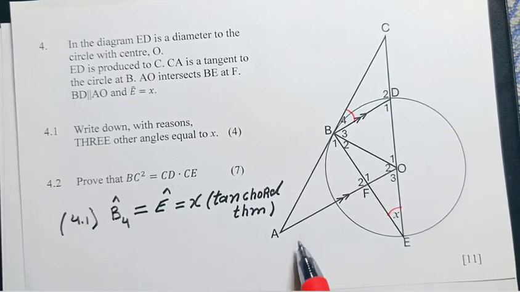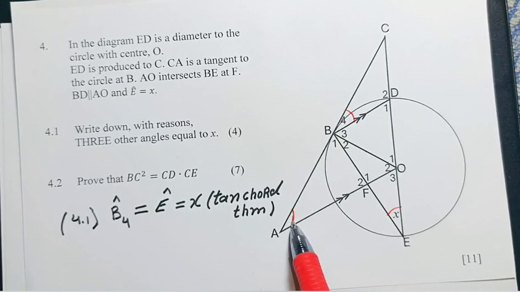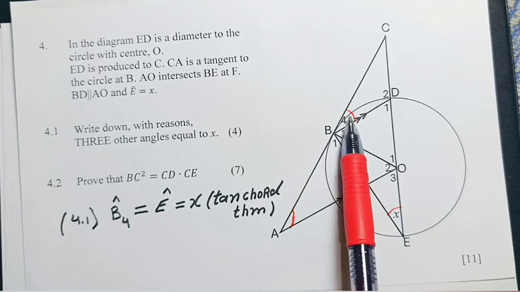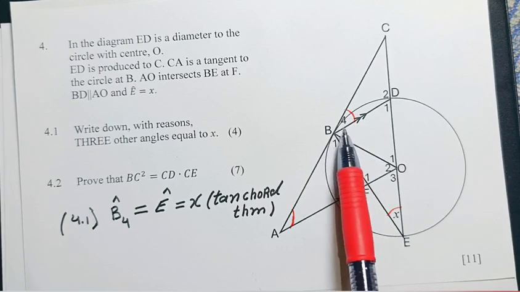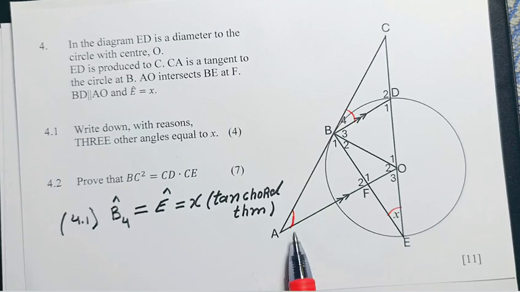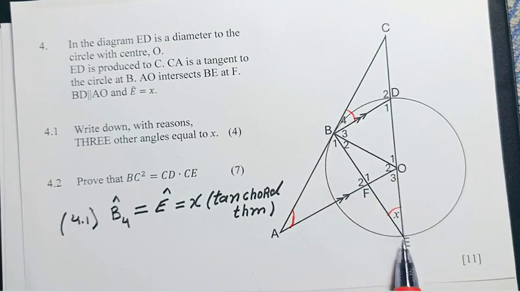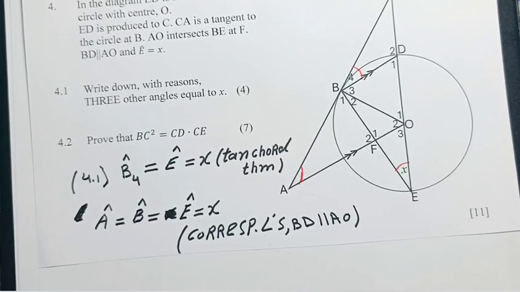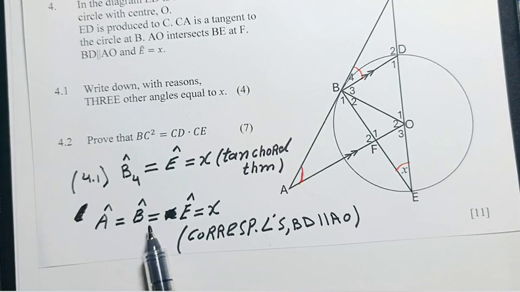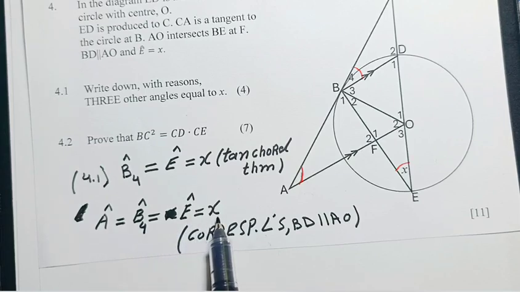Now the second angle I can see here, angle A is equal to angle B4, corresponding angles, and angle B4 is equal to angle E. So I can say angle A is equal to angle E. The reason is corresponding angles, because angle B4 is equal to X. So eventually angle A is equal to X. So angle A is equal to E is equal to X. Why? Corresponding angles, BD parallel to AO.